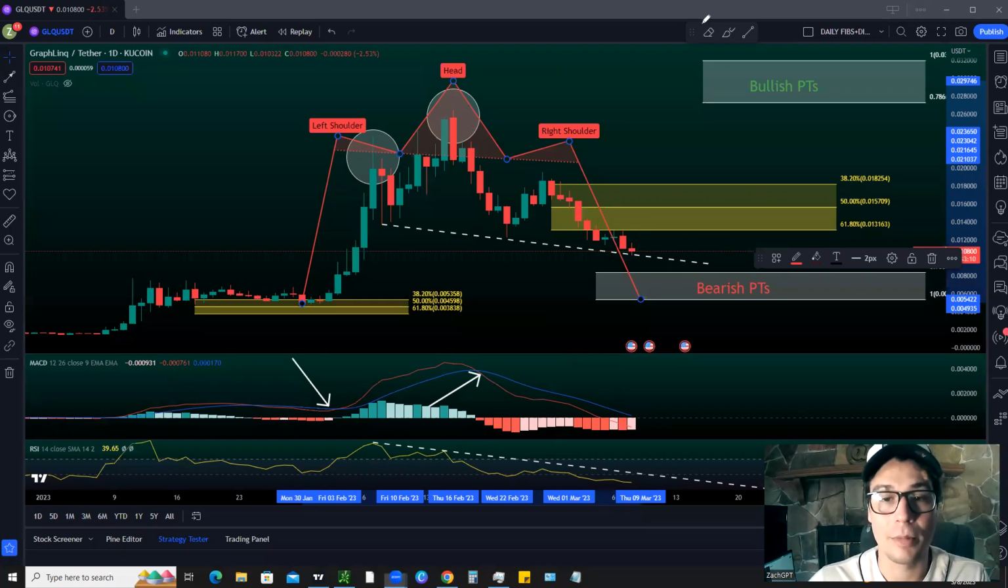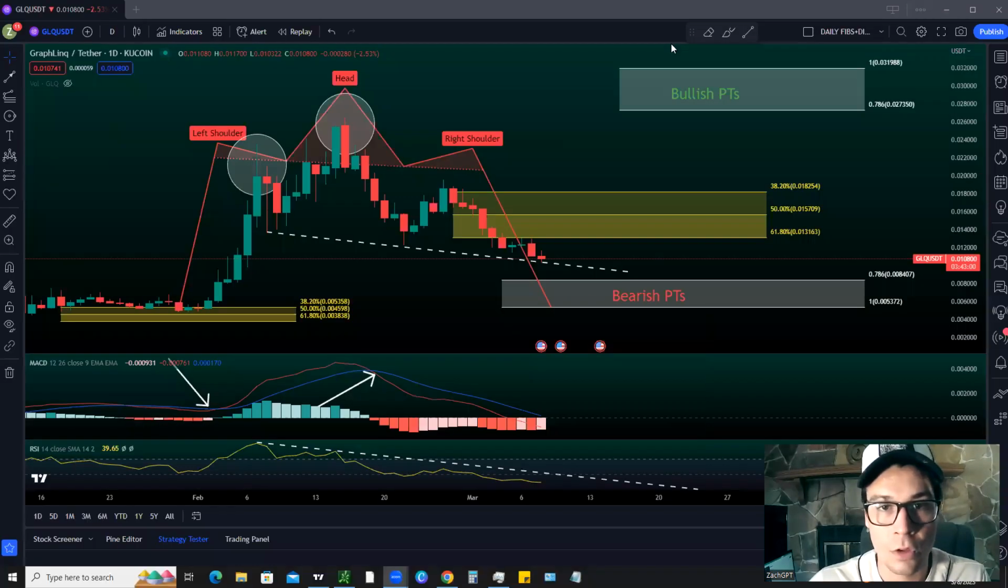Okay, now the price targets specifically, for bullish price targets, we have 0.027350 and 0.031988. Now, there's a lot of work to be done to get to those bullish price targets. But overall, if we can start an uptrend again and we can take out our previous highs, then that's when we have the potential to put in some higher highs and hit some of these price targets.